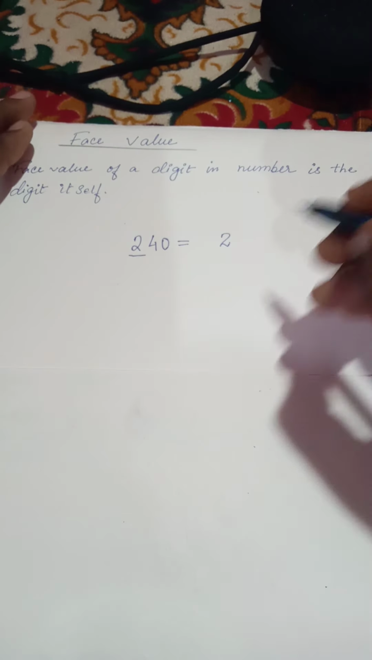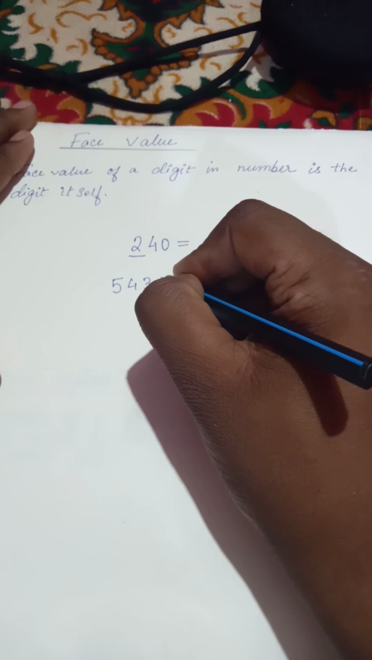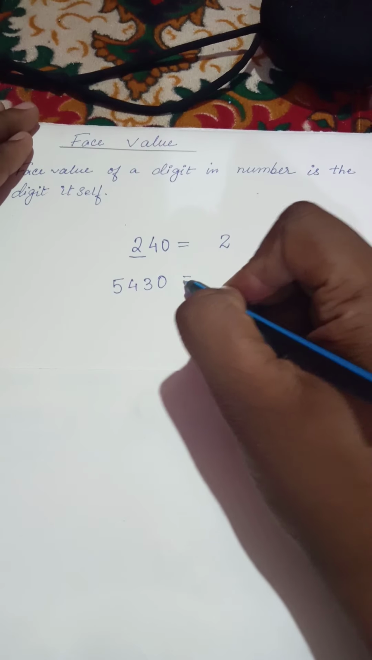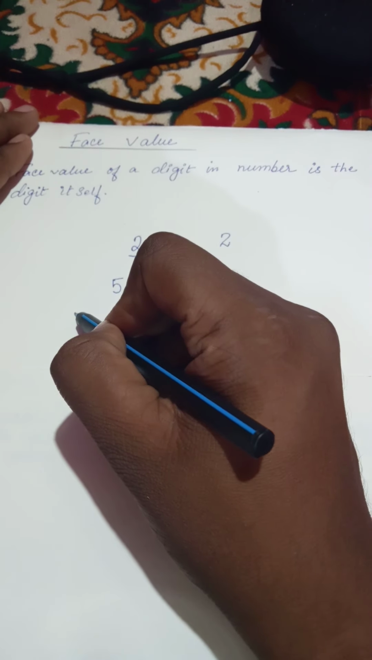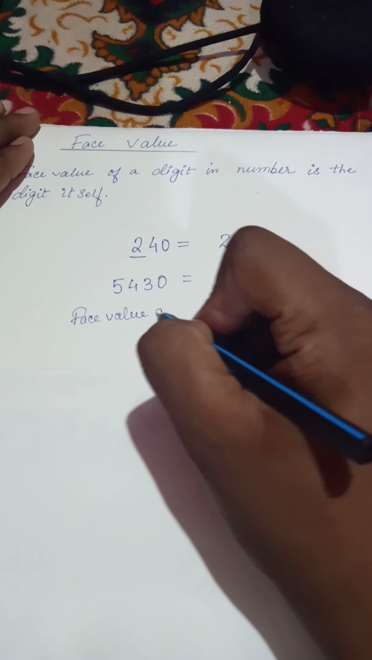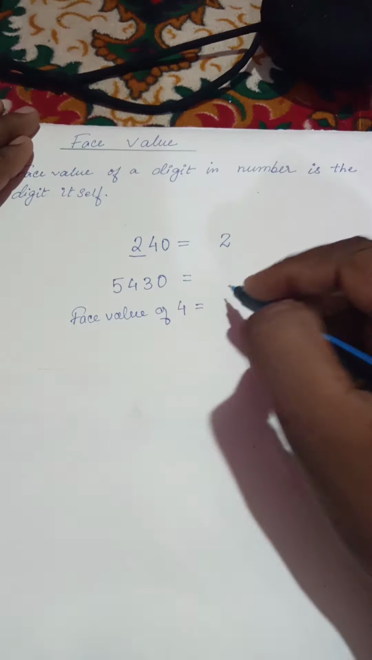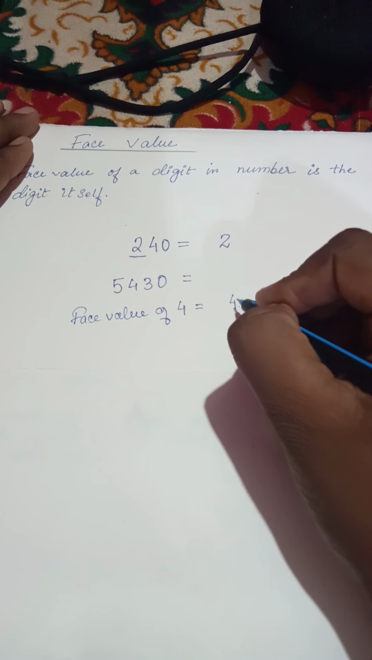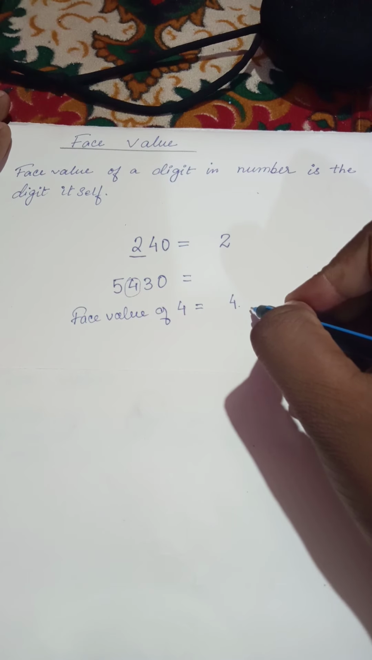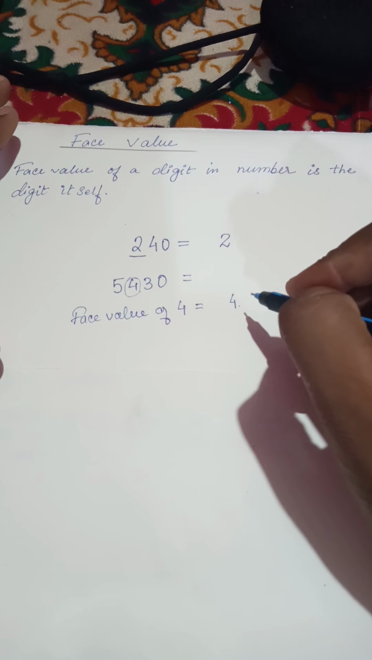Let's see another example. In 5430, if we want to find the face value of 4, the face value of 4 here is 4. The value of the digit in that number itself. The digit itself is the face value of the number.